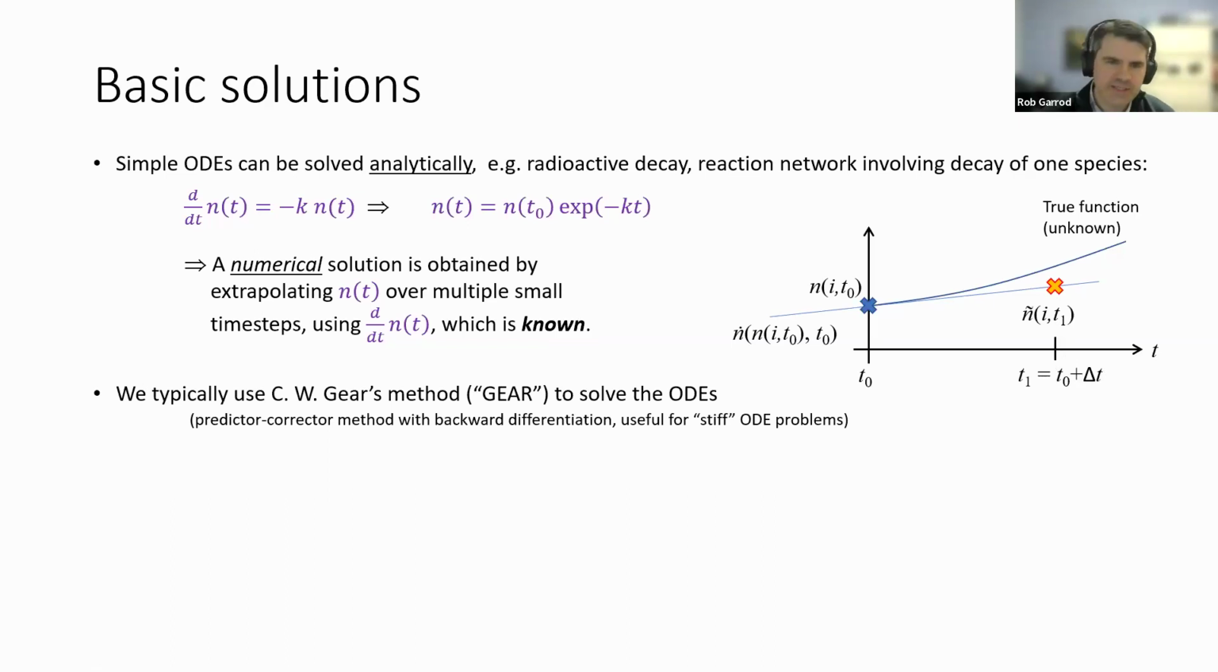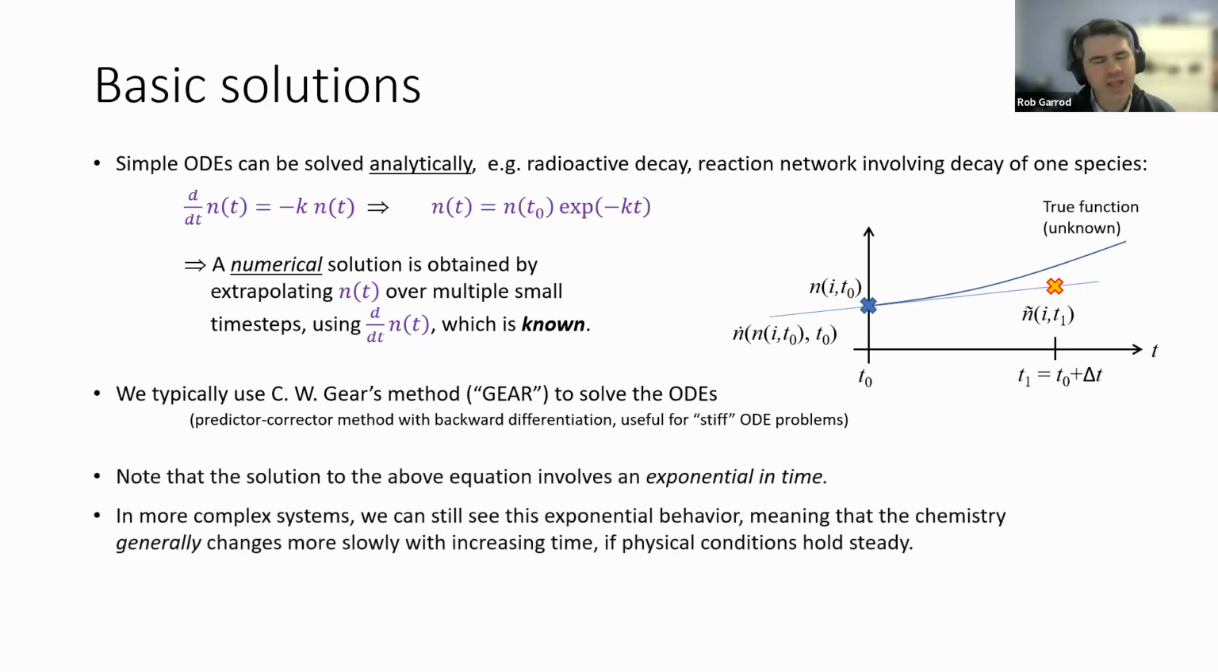What we actually use in practice is a method called Gear's method. Technically speaking, it's what's called a predictor corrector method with backward differentiation. And it's useful for what we call stiff differential equation problems. That is to say, problems that have a lot of different rate values. So there are different time scales involved, lots of different time constants, with lots of species that maybe are highly interconnected. Okay, so this Gear method is a very common way of solving these problems, and it's sort of the highest level of solver, I guess you could say, for these types of problems. They can get very, very stiff.